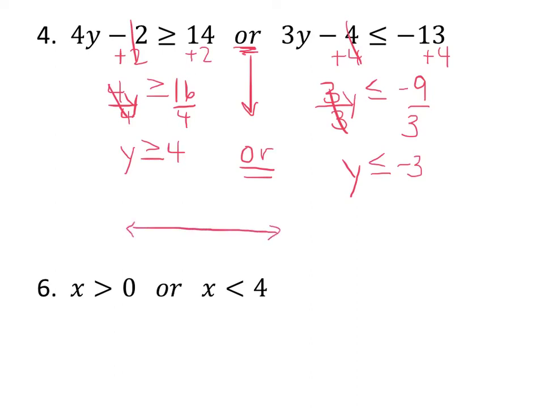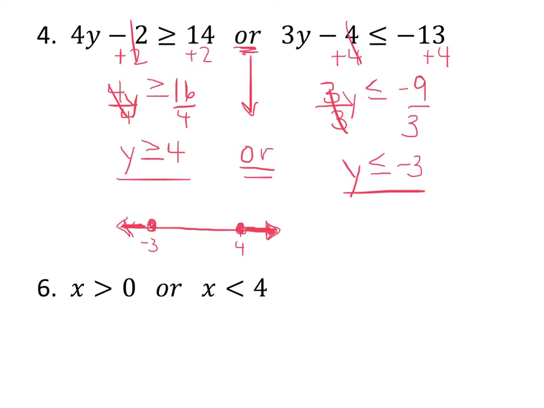I'm going to graph this one first. So y is greater than or equal to 4. Here's 4 on this side. Greater than or equal to is going to be a closed circle. And then greater than is on the right side. So here's what this one looks like. Now I'm going to graph y is less than or equal to -3. Well, -3 would be over on the left side on a number line. Less than or equal to is going to be a closed circle. And then less than would be over here.